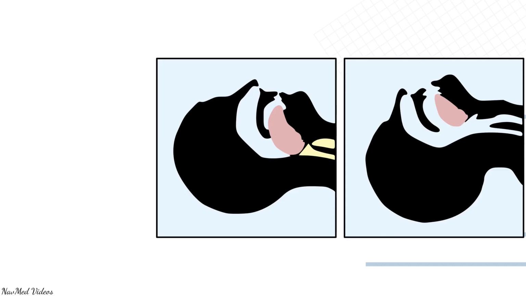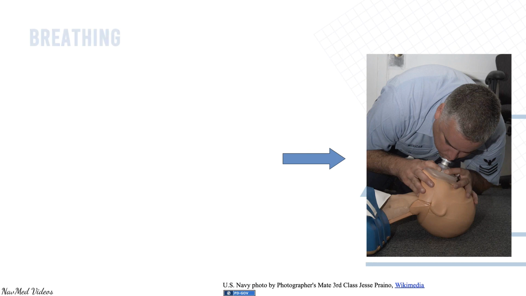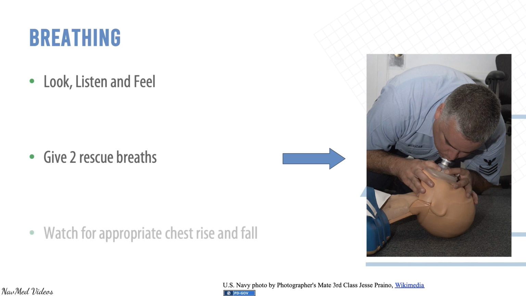Okay, airway, what to do? Open the airway: head tilt, chin lift, jaw thrust. Very, very important. Probably the two most common maneuvers, the two most important maneuvers, I should say, which will save lives. So do not forget head tilt, chin lift, jaw thrust. Then you have breathing. Look, listen and feel. Give 2 rescue breaths. Watch for the chest rise and fall. After the airway, you're happy with the airway? Breathing. Very, very important.